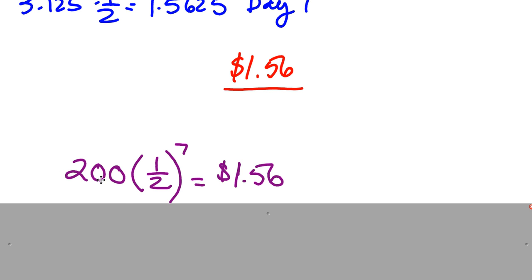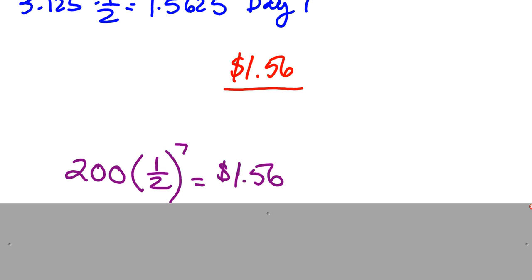So what was important? Here's our starting amount, the 200. What we were doing it for, our multiplier, that was half, right? So multiplying it by 1/2, and because that number was less than 1 but greater than 0, we knew that our total should be going down. And the 7 represented how many times we were multiplying by that 1/2.